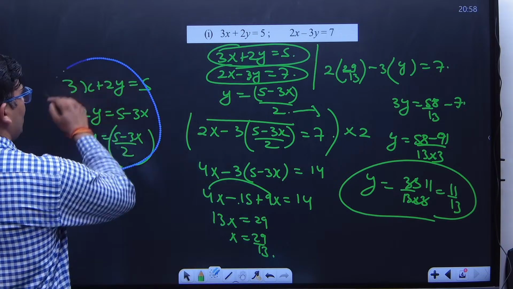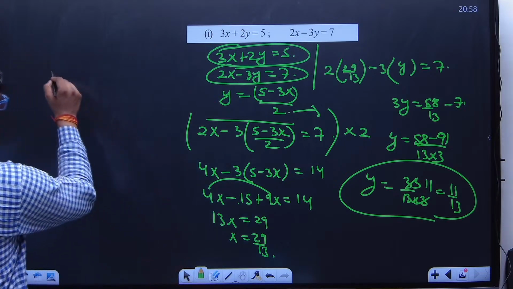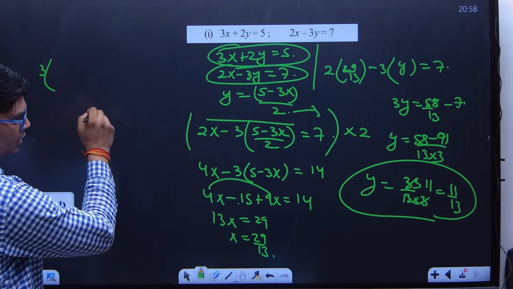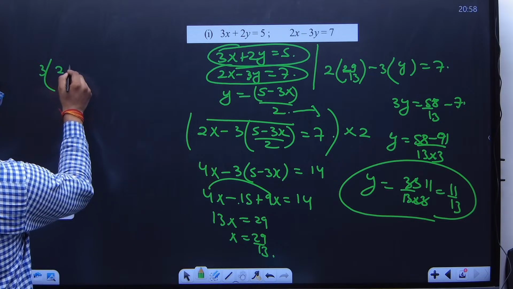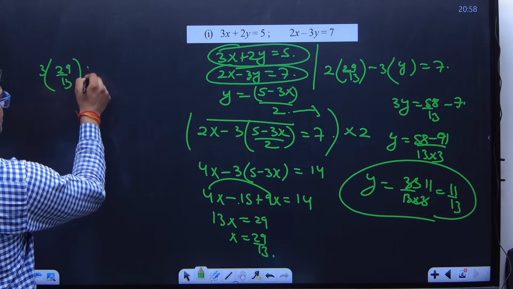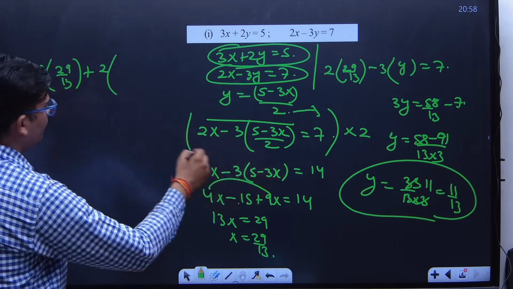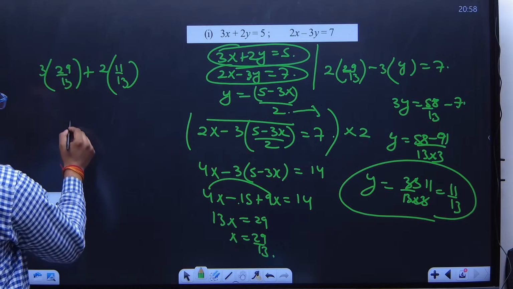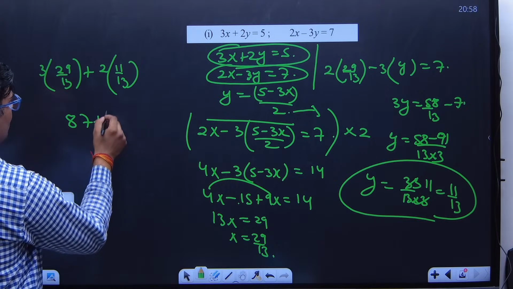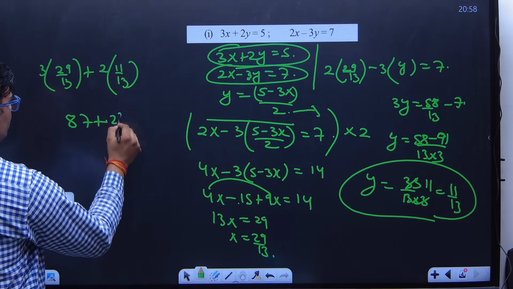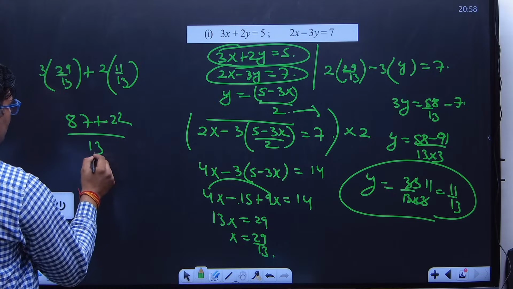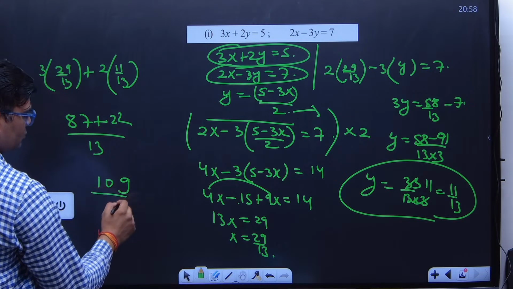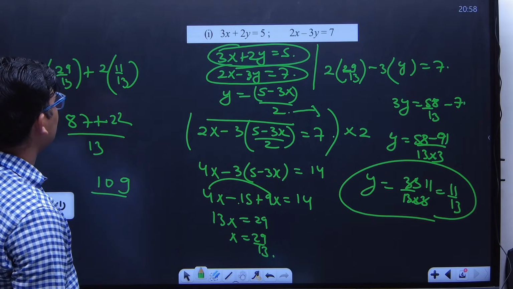If you would like to check the solution, see this. So 3 into, instead of x, I can write 29 by 13, plus 2 into, what was the value of y? 11 by 13. So if you add them, 29 into 3 is how much? 87, plus 11 into 2 is how much? 22, divided by 13. So I think we've done some mistake.